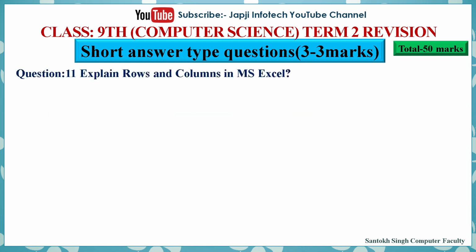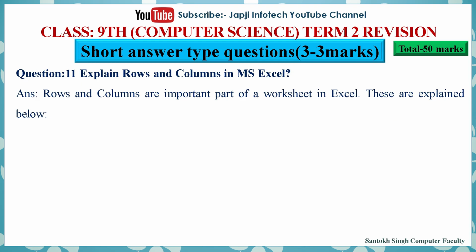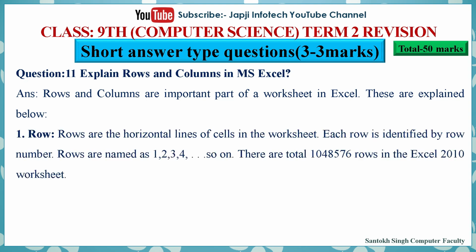And 11th one is explain row and column in MS Excel. So rows and columns are an important part of a worksheet in Excel. These are explained below. The first one is row. Rows are the horizontal lines of cells in the worksheet. Each row is identified by row number. Rows are named as 1, 2, 3, 4 and so on. So there are total 10,48,576 rows in the Excel 2010 worksheet.